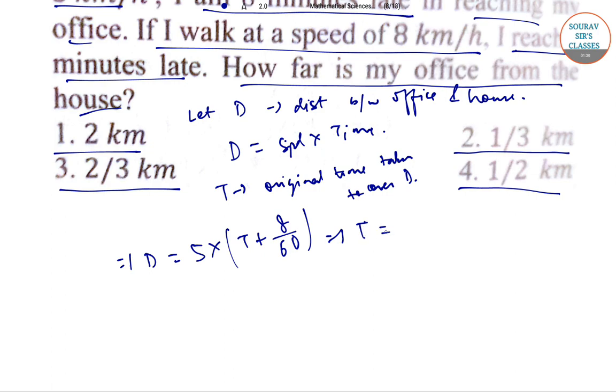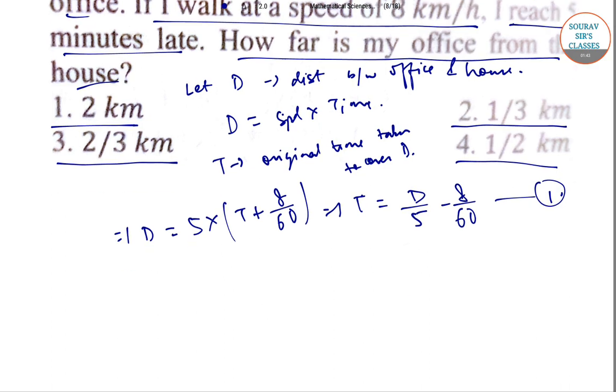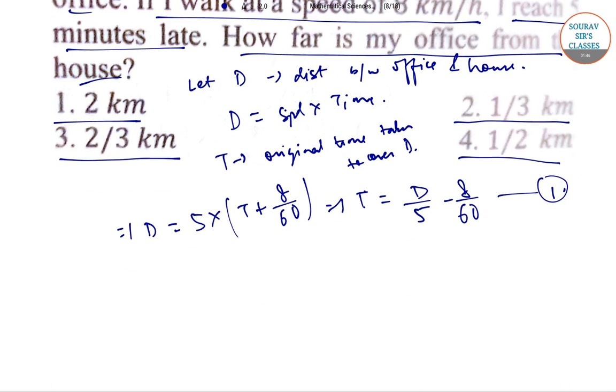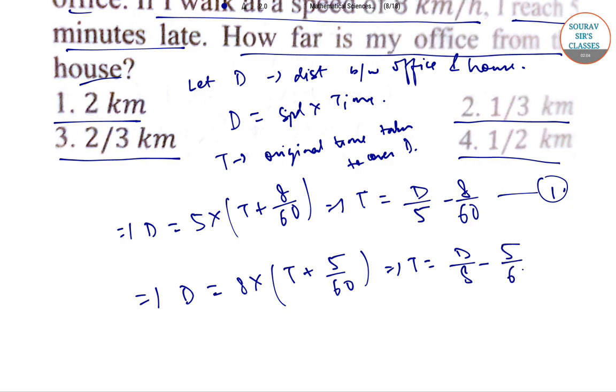And from here we get T is equal to D by 5 minus 8 by 60. This is equation 1. And using the second condition, that walking at speed of 8 km per hour, he reaches office 5 minutes late, D is equal to 8 into T plus 5 by 60. That is T is equal to D by 8 minus 5 by 60. This is equation 2.